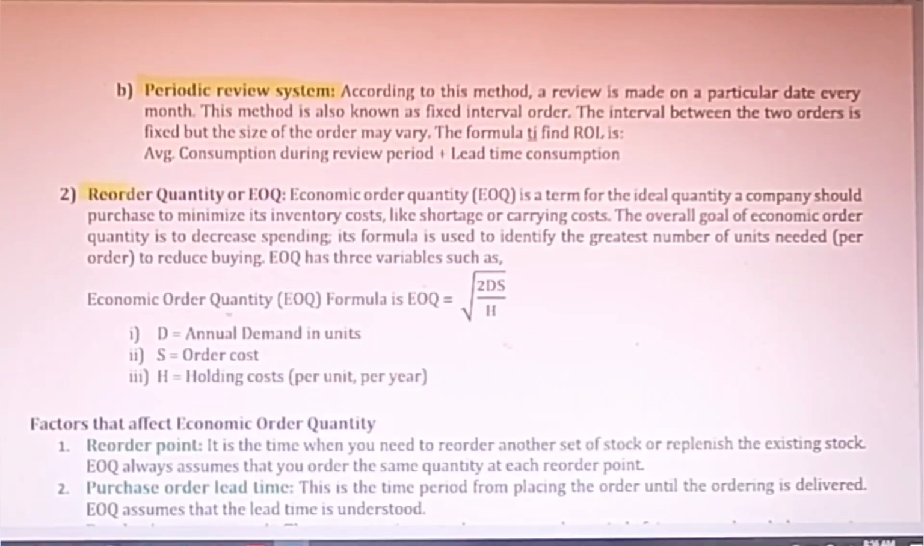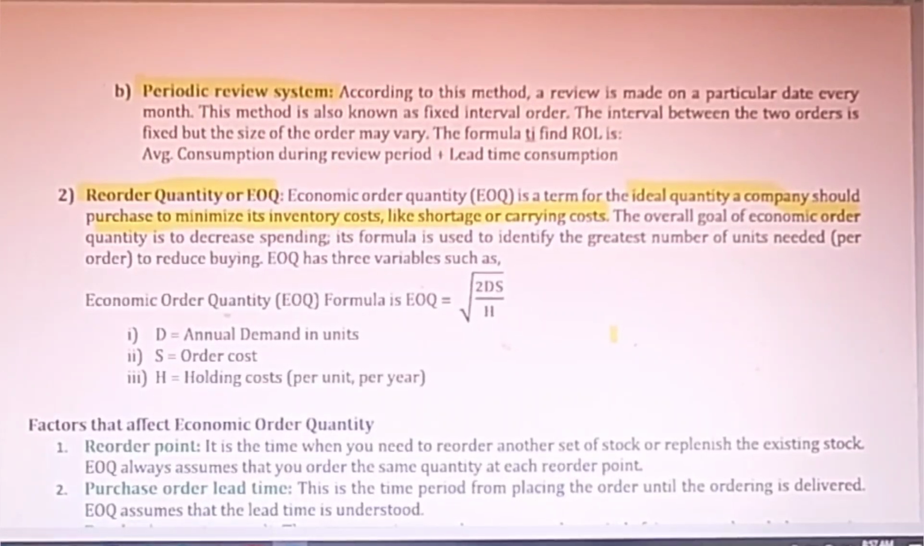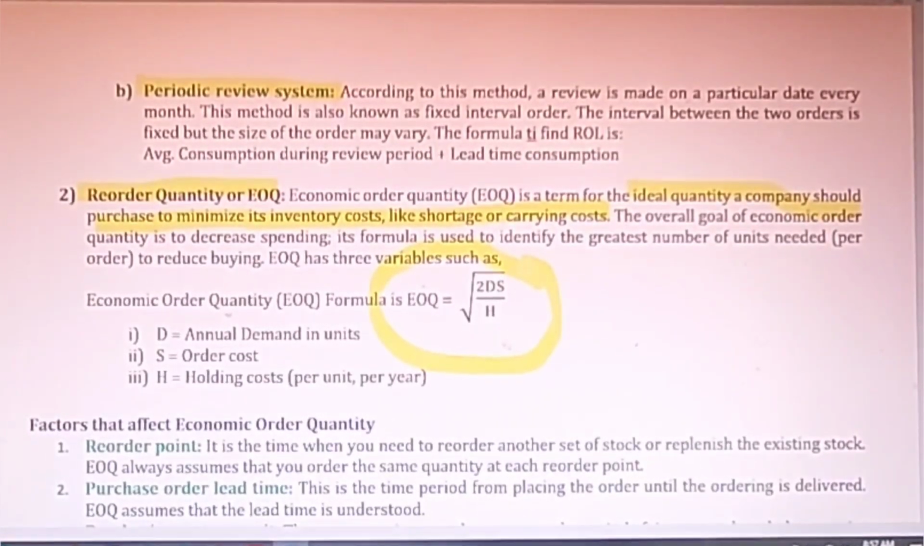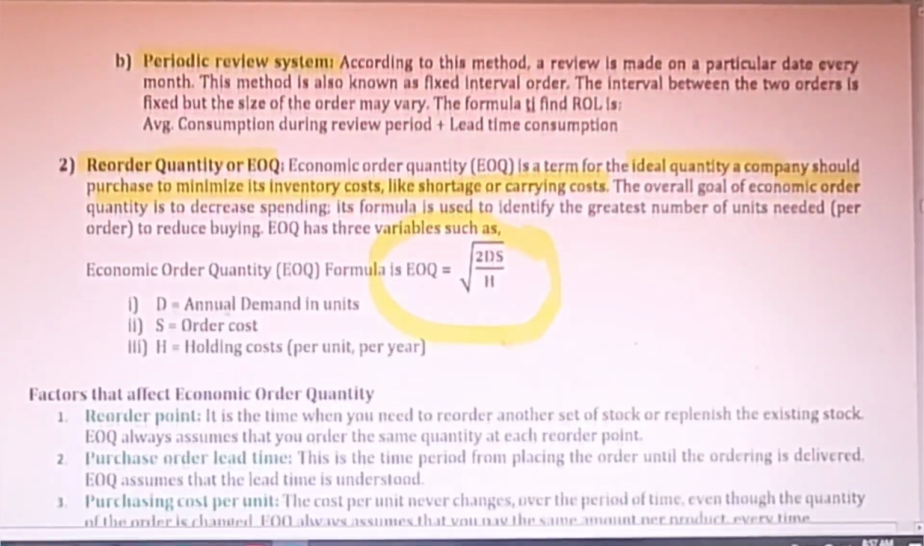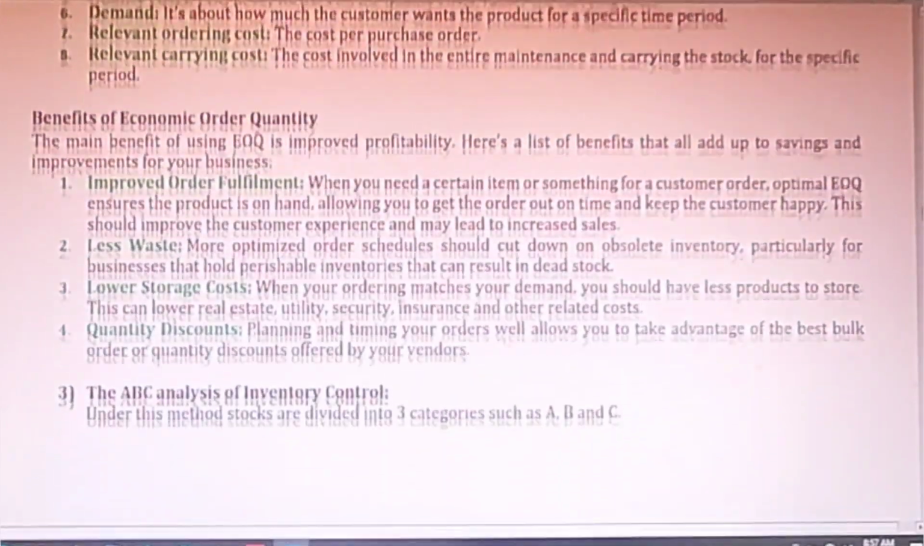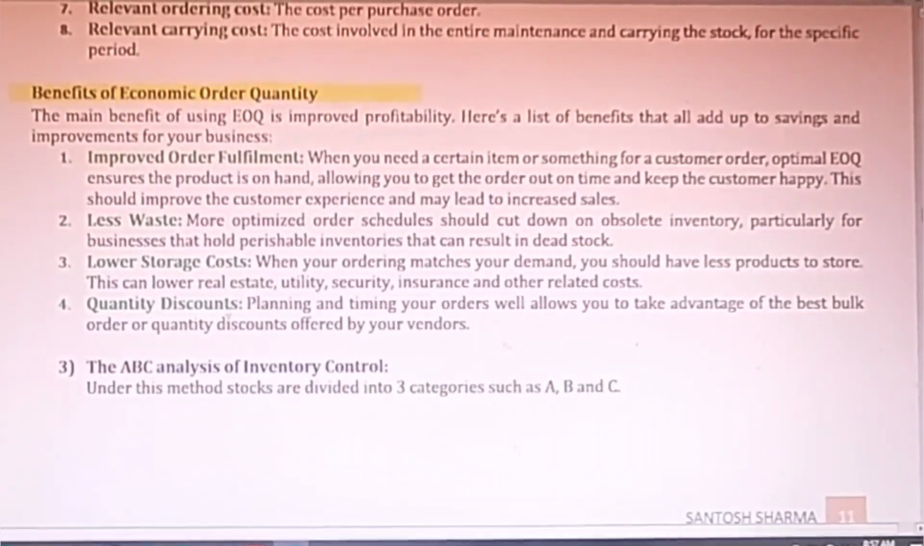When we think about reorder quantity, that is EOQ, it is the ideal quantity a company should purchase to minimize the inventory cost or warehousing cost. And to calculate this EOQ, we use this formula: square root of 2DS by H, right? And there are some factors which affect EOQ. Benefits of EOQ, this is also a very important one. You should revise this properly.